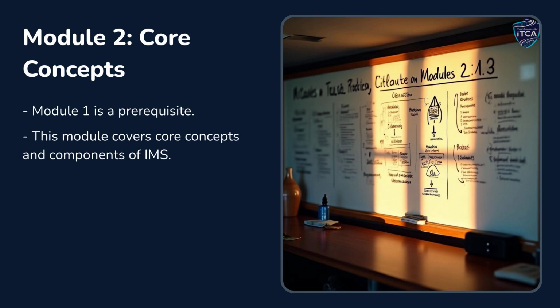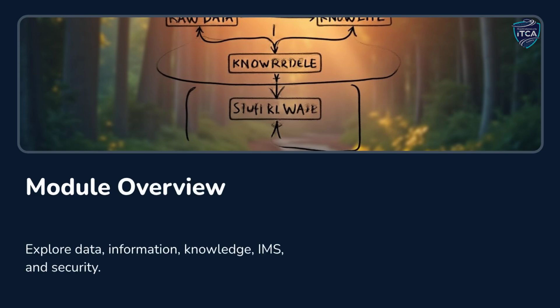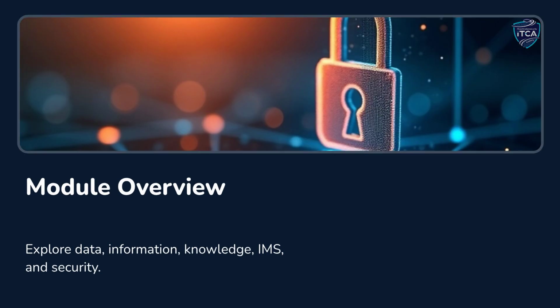Today, we're moving forward to Module 2, Core Concepts and Components of IMS. By the end of this module, you'll understand the difference between data, information, and knowledge, explore the key components of an IMS, and learn about different types of IMS organizations use. And as always, we'll keep an eye on why security matters at every stage.